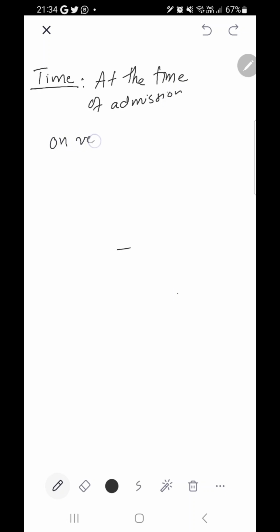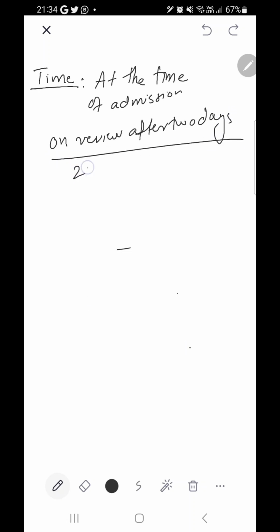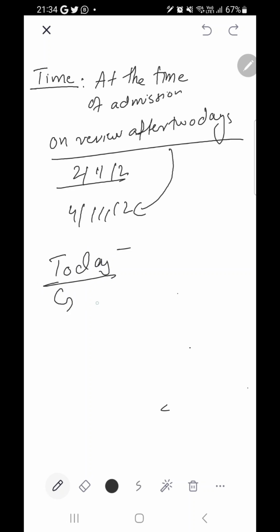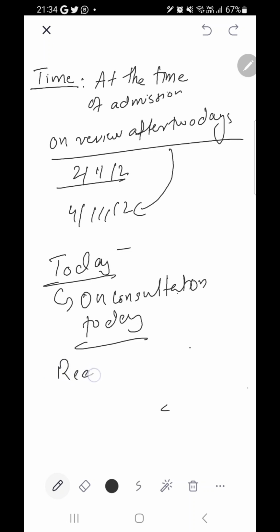Maybe on review after 2 days, rather than writing the date again. You can see that most of the candidates just write the date again and again, like 2/11/12 on this date, then they will write 4/11/12. You can replace this with on review after 2 days. Okay. And similarly, rather than writing just today, I'm not saying it's wrong, but you can write on consultation today, in case of a referral letter, right? Similarly, after, before, sorry, moving on, today can be replaced with recently as well.